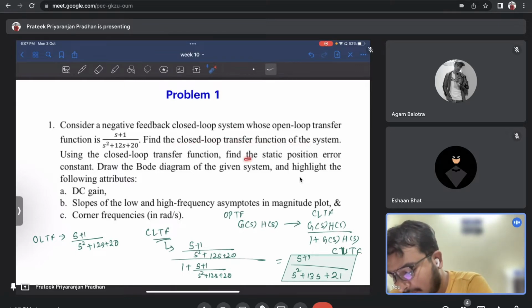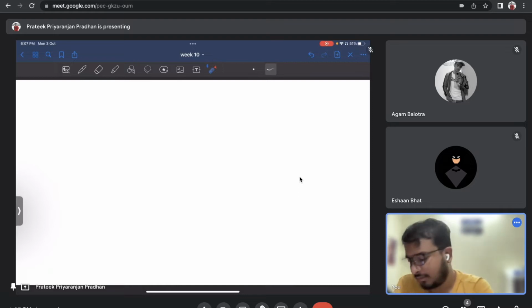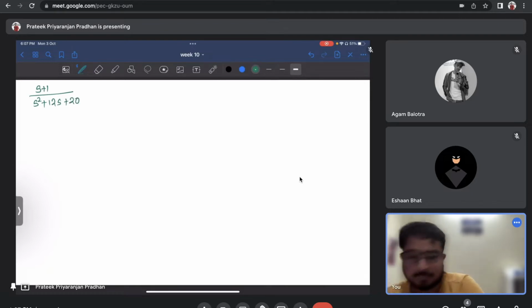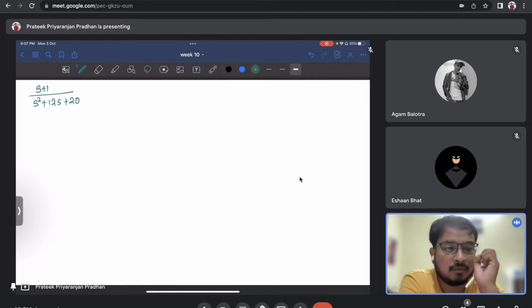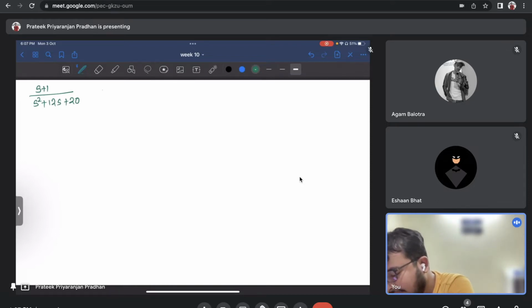Next, it asks about the static position error constant. What do you mean by static position error constant? Our open loop transfer function, I will write it again: s plus 1 whole divided by s square plus 12s plus 20. What do you mean by the word static? Static means it's not moving. It doesn't have any frequency component. It's not oscillating. That's why we can take it for the static position error constant.